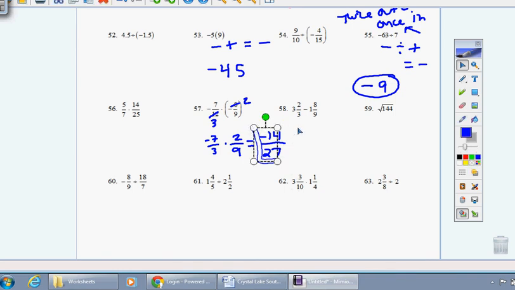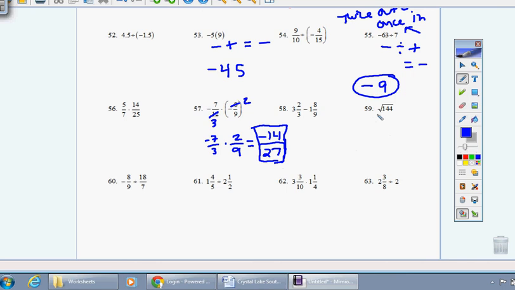Remember, whenever you're doing multiplication, you don't need to get a common denominator. When you're multiplying fractions, you just need to multiply across after you reduce, okay?